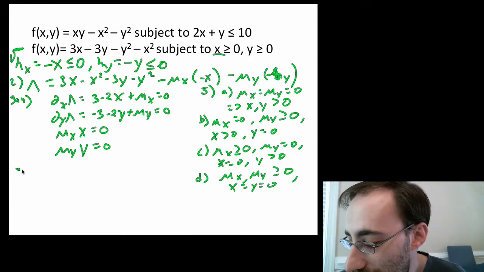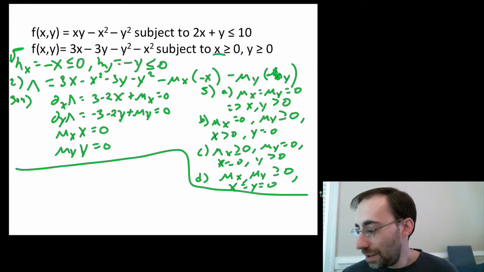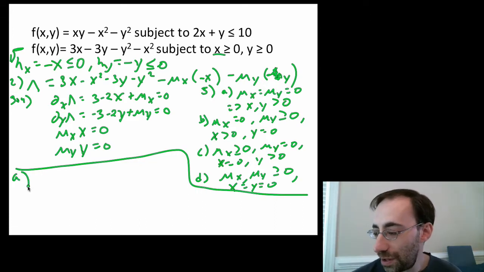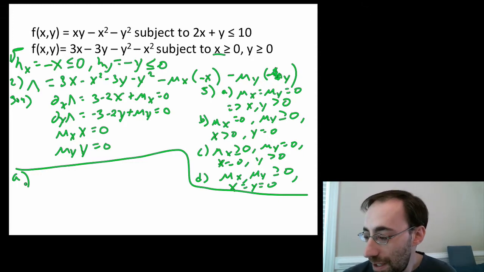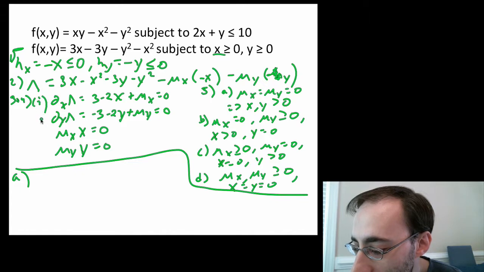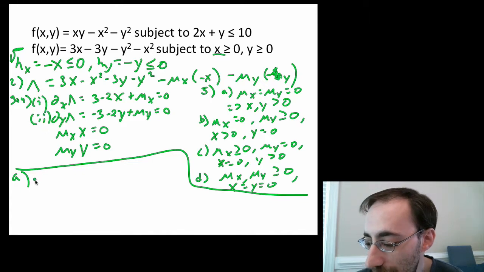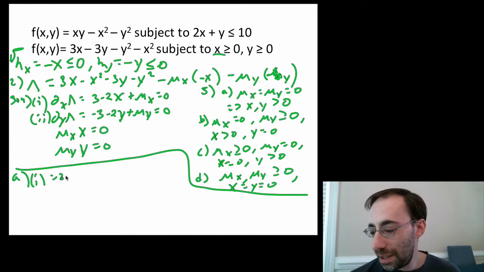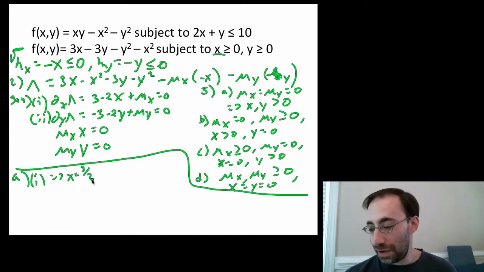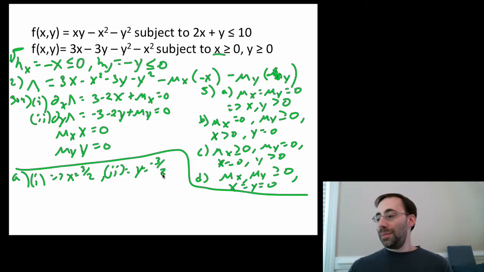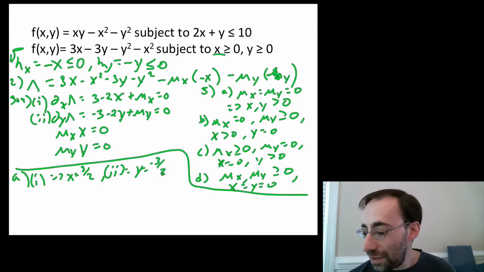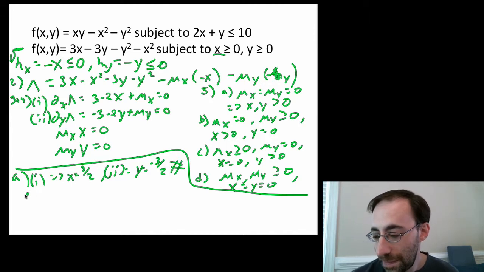Okay, let's box this off so we have room to do things. Okay, case A first. We'll just go in order here. Case A, they're both positive, all the mu's are 0. Well, in this case, and I'm going to put little 1s over here again, 1, 2. In this case, 1 implies x equals 3/2. So far, that's fine. That's positive. And 2 implies y equals negative 3/2, which it can't be because case A assumes y is strictly positive, so that's not it.